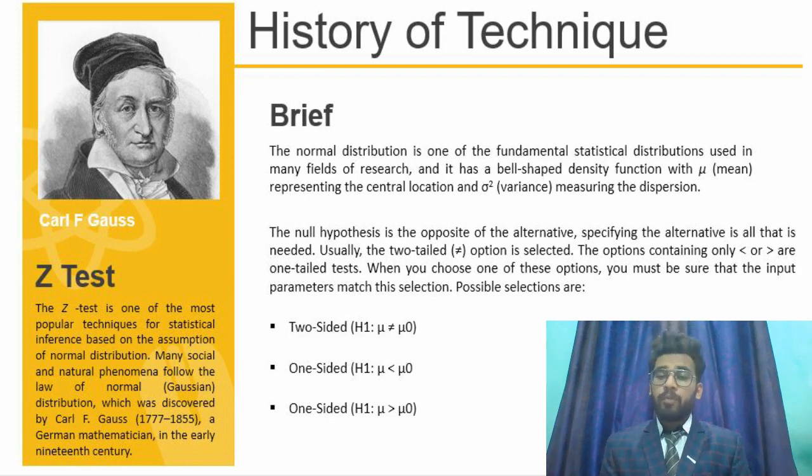So there are three possible alternative hypotheses. First is two-sided, where mu is not equal to mu 0. The second is one-sided, where mu is less than mu 0, and the third is where mu is more than mu 0.